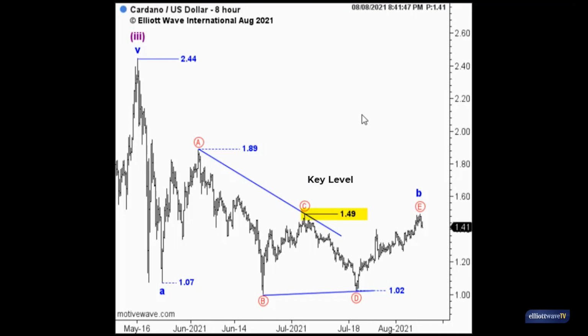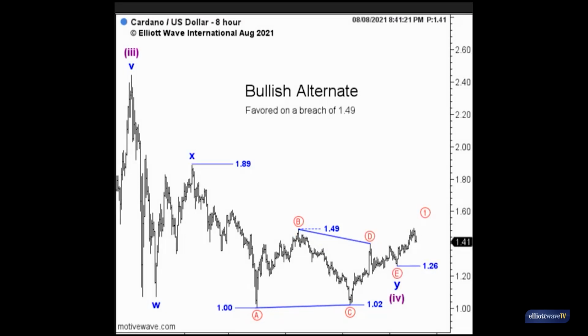Also, we have a key level on this chart at 1.49. That is red wave C. Therefore, if the rally from 1.02 is the E wave of this triangle, it must end below 1.49. If the price action trades above that level, we have to dismiss this B wave triangle. While of course it is possible that a correction is still unfolding, we know that the triangle we're tracking at this juncture is dismissed.